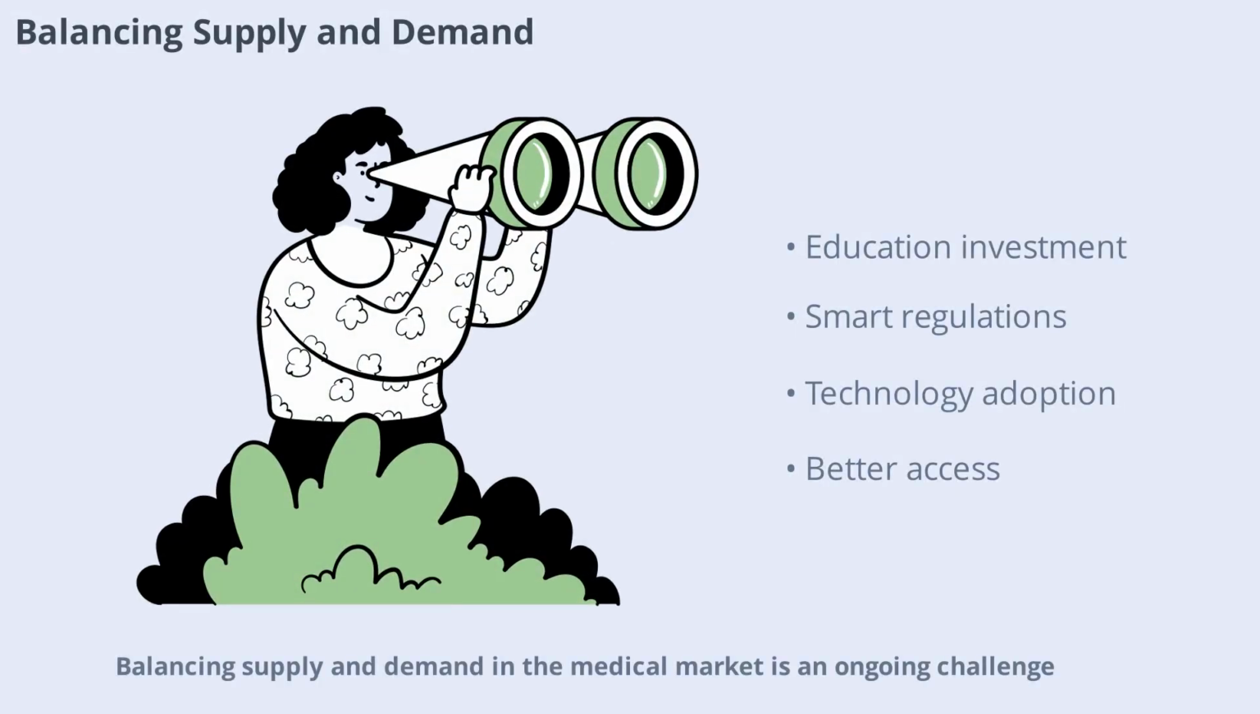Balancing supply and demand in the medical market is an ongoing challenge. Policymakers, providers, and patients all play a role in finding solutions. Strategies include investing in education, embracing technology, and designing smart regulations. Achieving balance ensures better access, quality, and affordability for everyone.